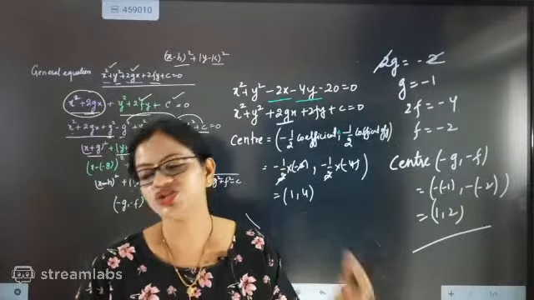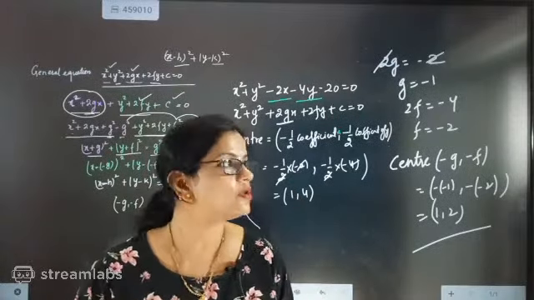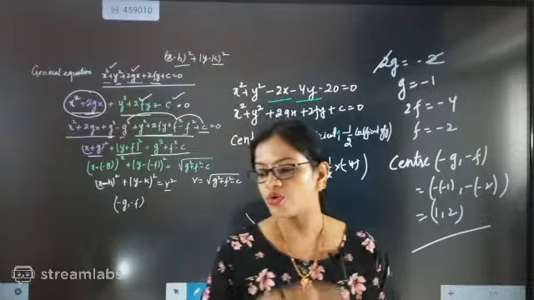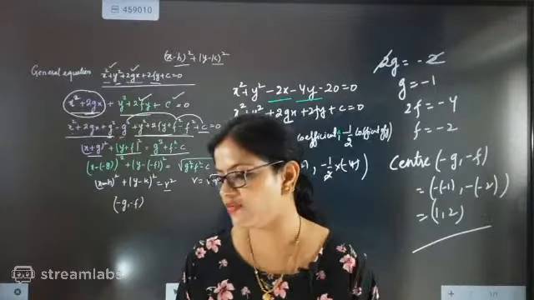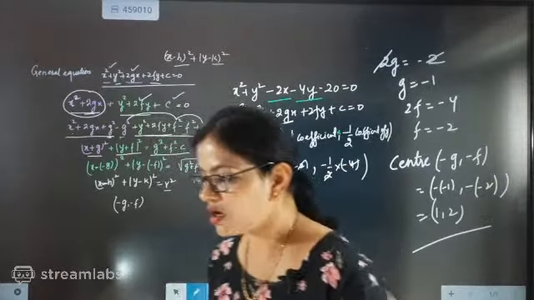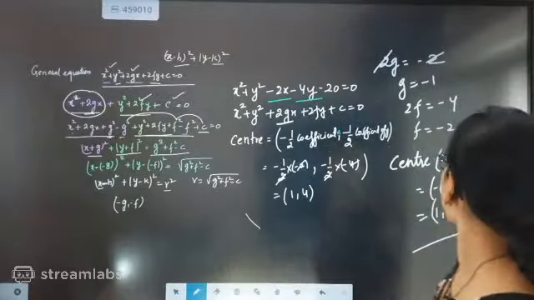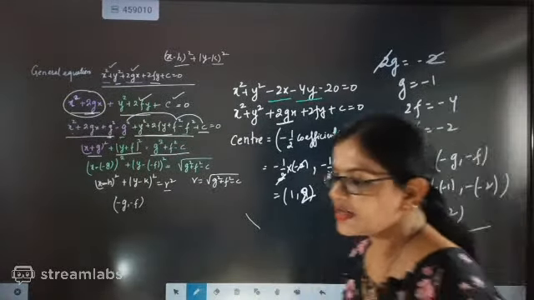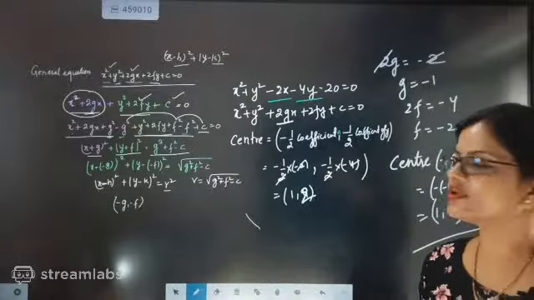And then after getting g and f, only one small work will be there, and that small work is to get the radius. So we need not convert it into standard form. Directly we can apply the formula, and directly we can get the answer.